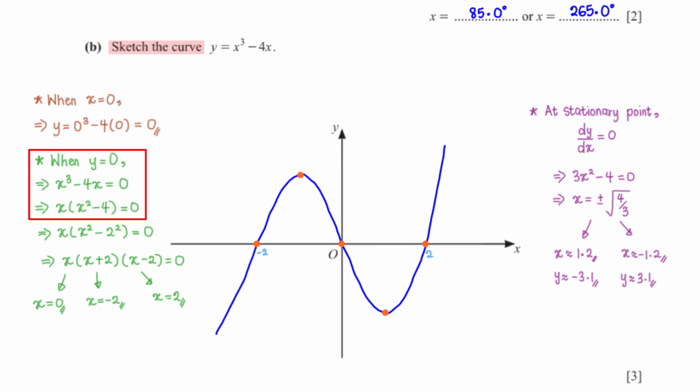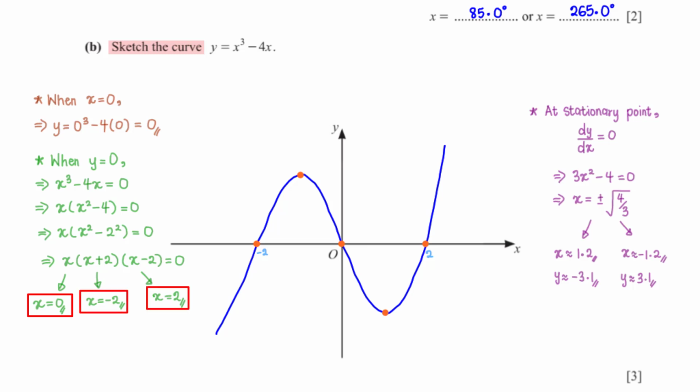X squared minus 4 can be written as a difference of 2 squares, so we have x squared minus 2 squared. When we apply the factorization for the difference of 2 squares, we rewrite x squared minus 2 squared as x plus 2 times x minus 2. So we have x equals 0, x equals negative 2, and x equals 2. We've already plotted 0, 0 on the grid, so we plot negative 2, 0 and 2, 0.